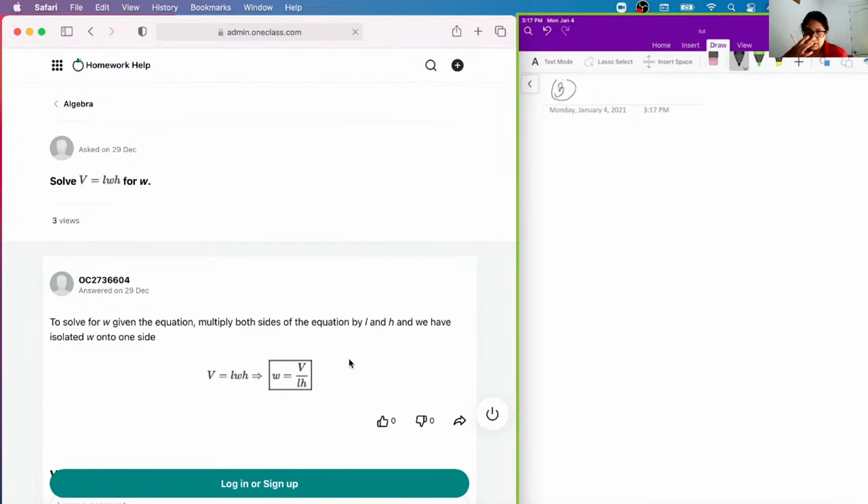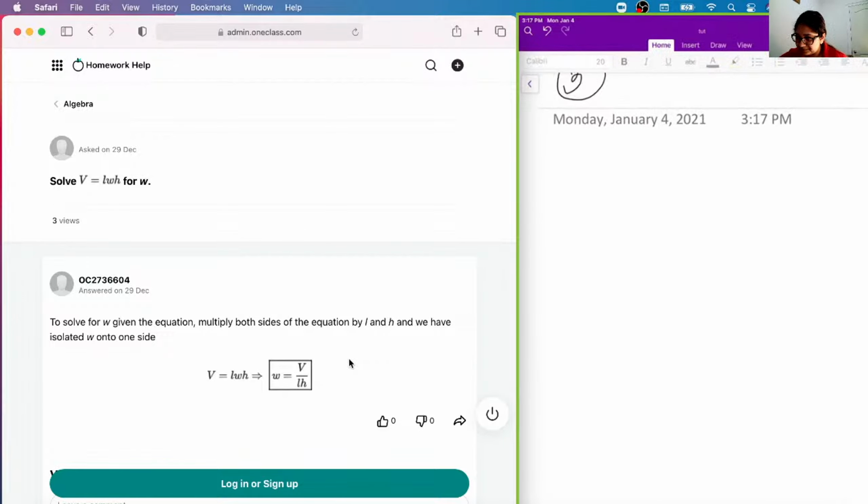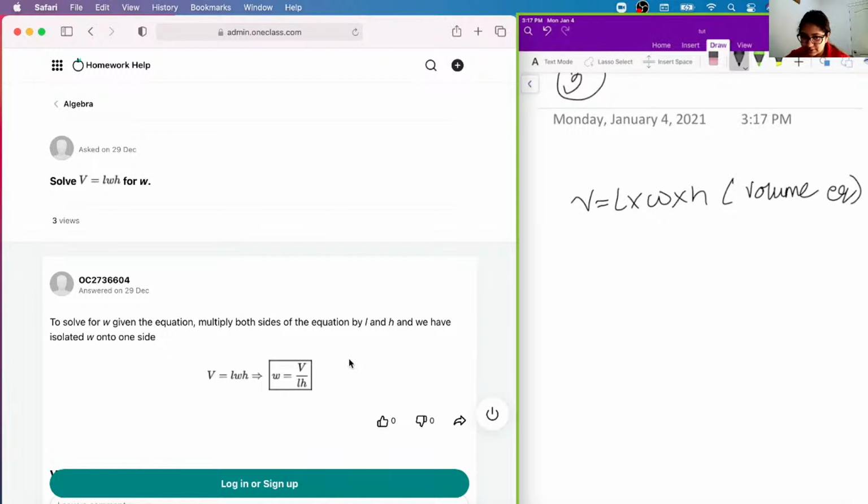Okay, so our third question says solve V is equal to L times W times H for W. And okay, so this is a volume formula. So V is equal to L times W times H. So it's a volume equation or formula. So they're saying to isolate W in this case, or solve for W.